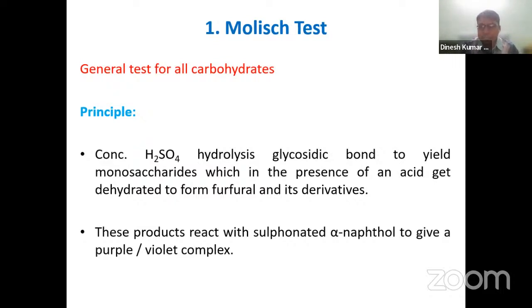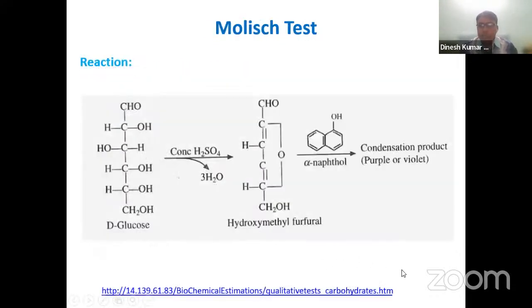This is a very simple test and takes just a few minutes to perform, so it can be done anytime in the lab. This is the reaction: if it is a carbohydrate like glucose, H2SO4 will do hydrolysis. The water will be removed, dehydration will occur, and it forms hydroxymethyl furfural. In the presence of alpha naphthol, they form a condensation product which has a purple or violet color ring.